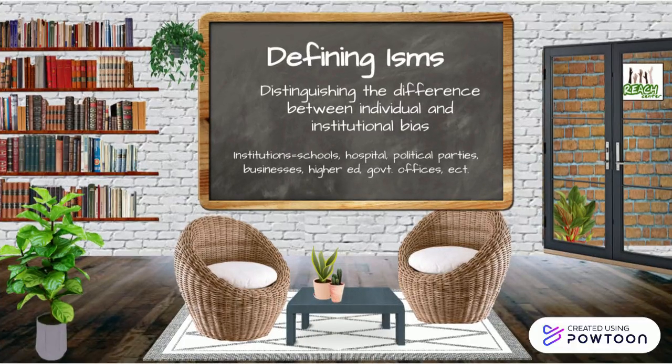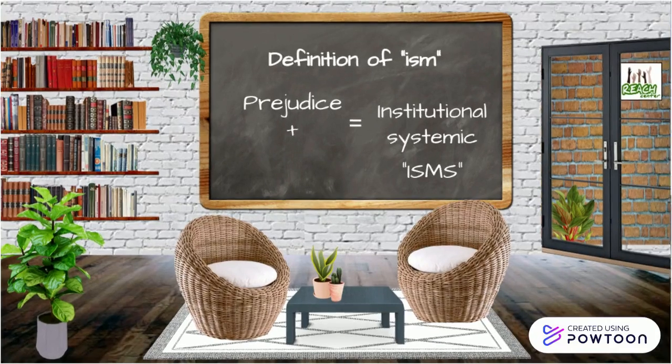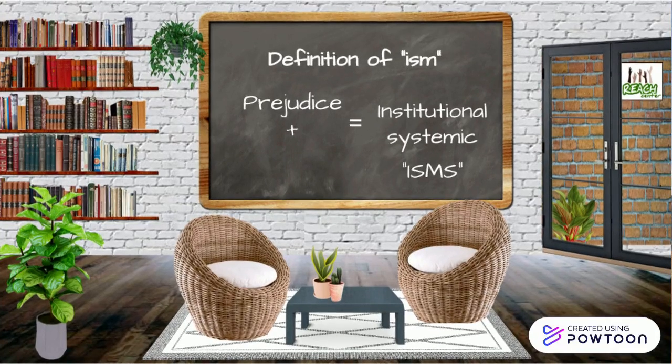In this activity, we are going to define what we call isms. We already know what a bias is and can understand individual bias. What we want to discuss a little more is institutional bias, how it happens, and what it is. Let's start out with defining isms.